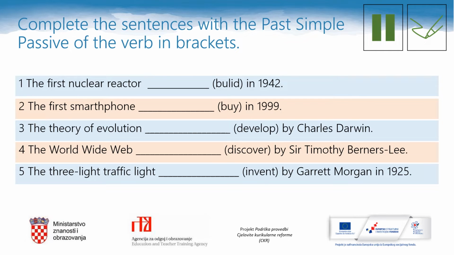Here we go. The first nuclear reactor was built in 1942. The first smartphone was bought in 1999. The theory of evolution was developed by Charles Darwin. The World Wide Web was discovered by Sir Timothy Berners-Lee. And the three-light traffic light was invented by Garrett Morgan in 1925. I hope you did well.